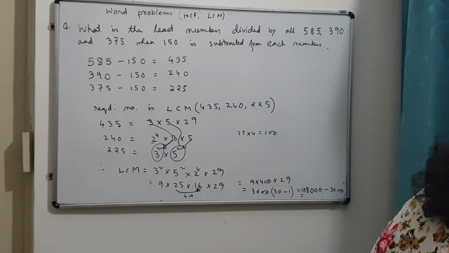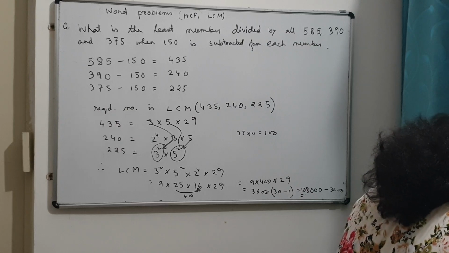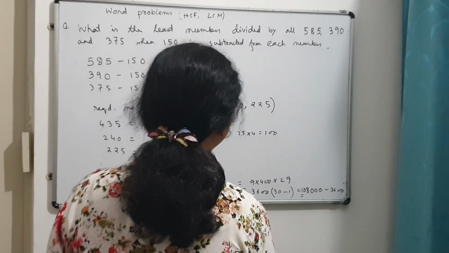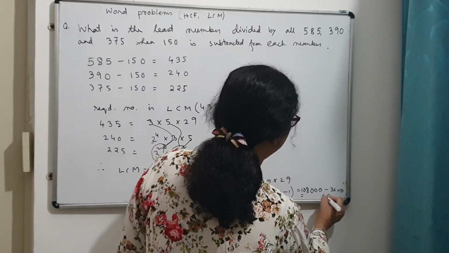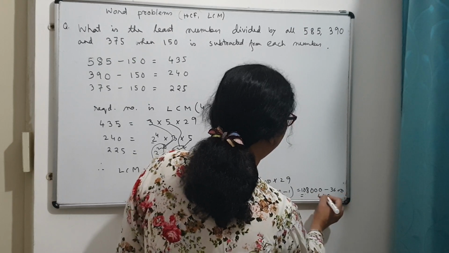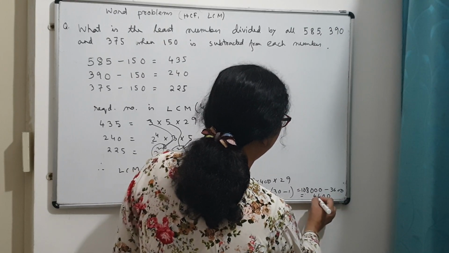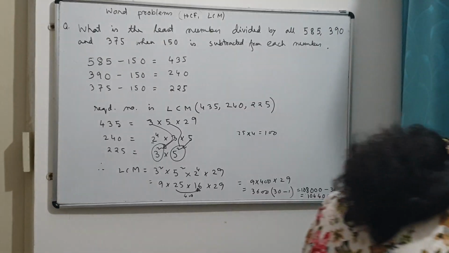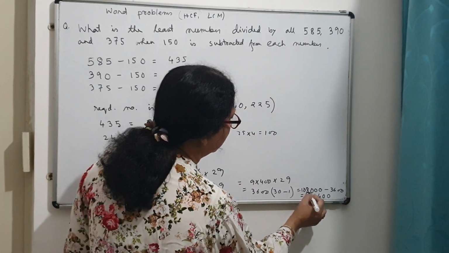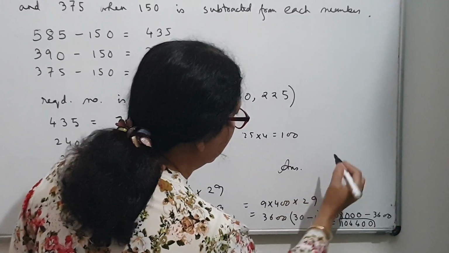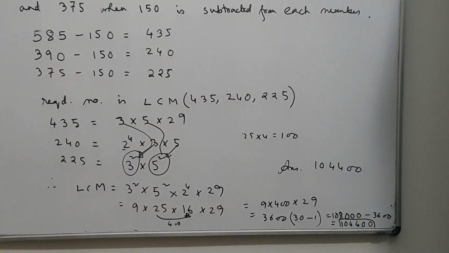And the answer will be 104400. 10 minus 6 is 4, 8 minus 4 is 4, 0. Yes, this is the answer: 104400. And here I have shown you the calculation management also.